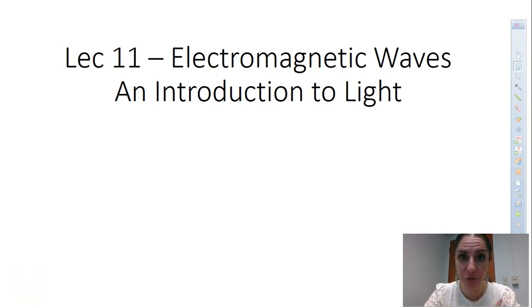What I'm going to do is introduce electromagnetic waves and talk about light. So ultimately we want to know how light works, and the first part of understanding light is to figure out what it is and how it's created. And I think, as the name might suggest, it comes from electricity and magnetism.